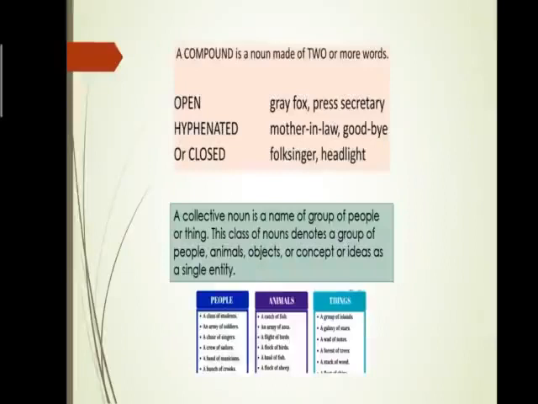A collective noun is the name of group of people or thing. This class of noun denotes a group of people, animal, object or concept or ideas as a single entity. For example, a class of students, a catch of fish, a group of islands, or a galaxy of stars, etc.